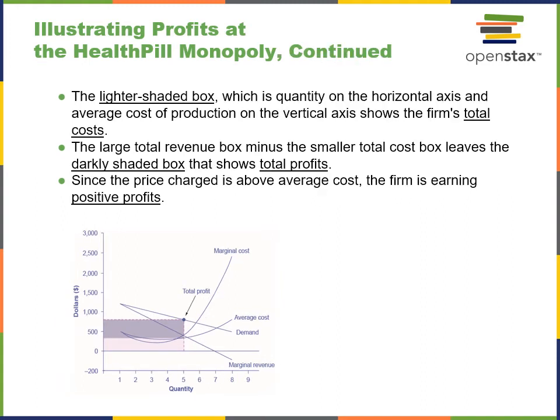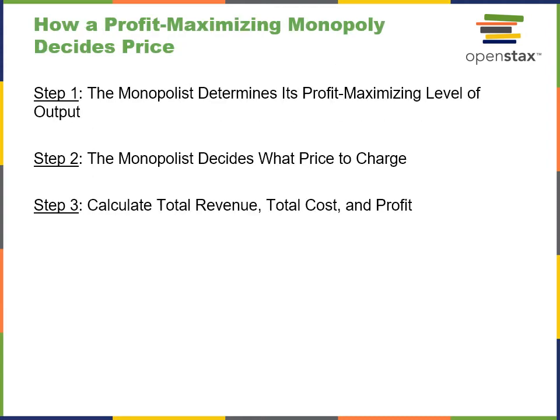Here, the lightest shaded box, which is the quantity on the horizontal axis and the average cost of production on the vertical axis, shows the firm's total costs. The large total revenue box minus the smaller total cost box leaves the darkly shaded box that shows total profits. Since the price is above the average cost, the firm here is earning positive profits.